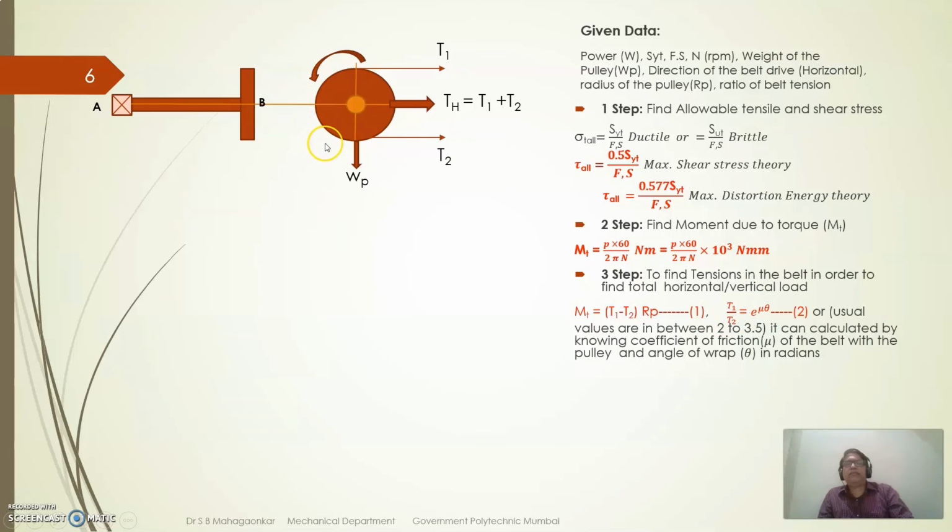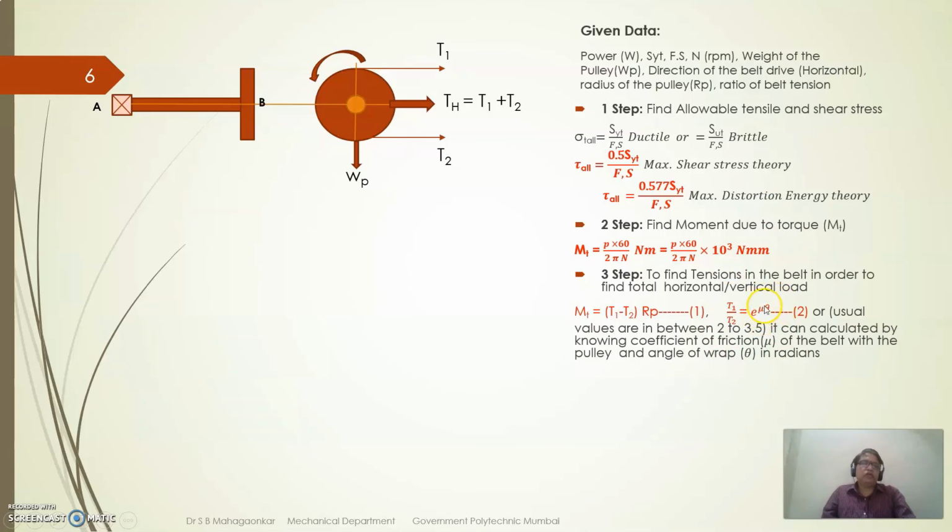So what is the overlap angle here? The wrap angle of the belt on this pulley is 180 degrees. So theta is 180 degrees. That 180 degrees we should not put here. You should put it in radians. What is 180 degrees in radians? It is pi. So it is e raised to mu into pi, if it is 180 degrees. If it is 120 or 60 degrees, accordingly we have to calculate it in radians.